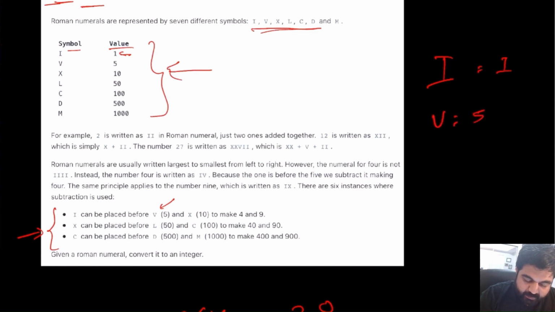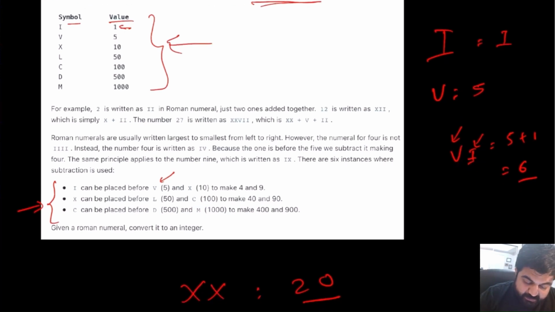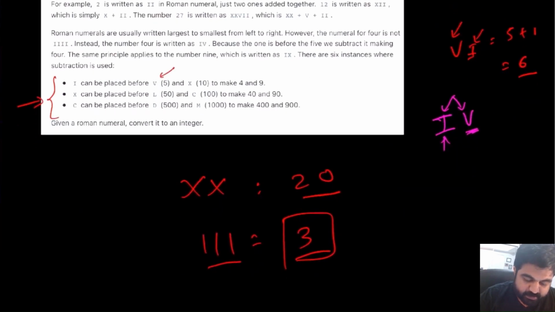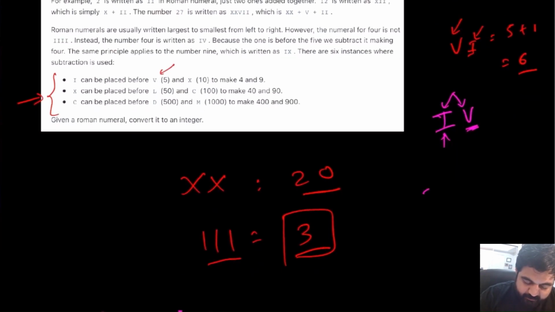Now typically if we put any values like VI, what we are going to do is we take the value of V, which is 5, and we take the value of I, which is 1. So 5 plus 1, it is 6. So we need to return 6 as the answer. But when we are in a condition where the smaller value comes before the larger value, say for an example IV, this is one of those scenarios. So in this case, we are going to subtract the value of I from the larger value, and that is how Roman numerals work. So in this case, the answer is going to be 5 minus 1, so 4. 4 is what we need to return.